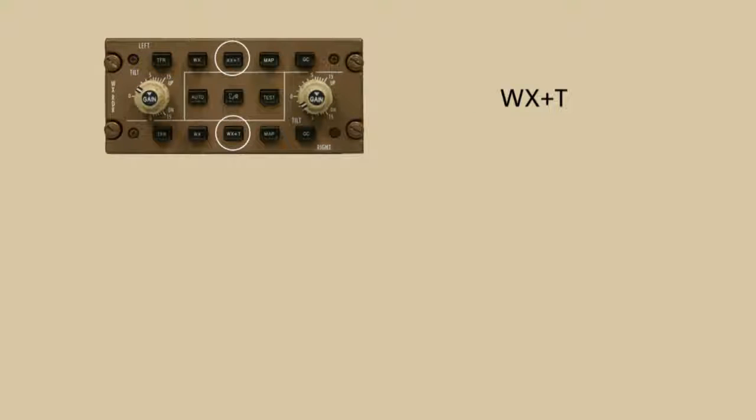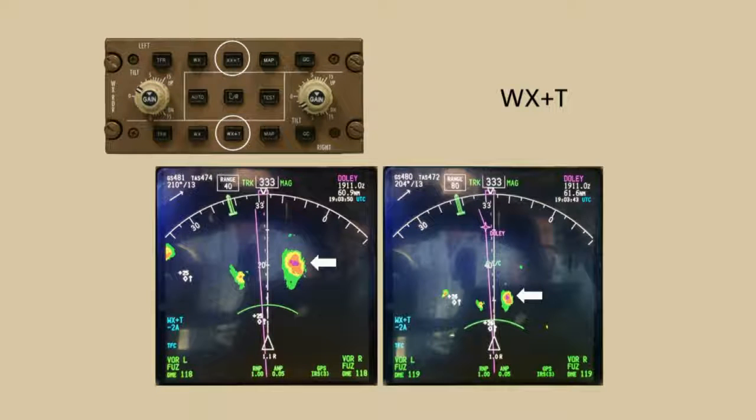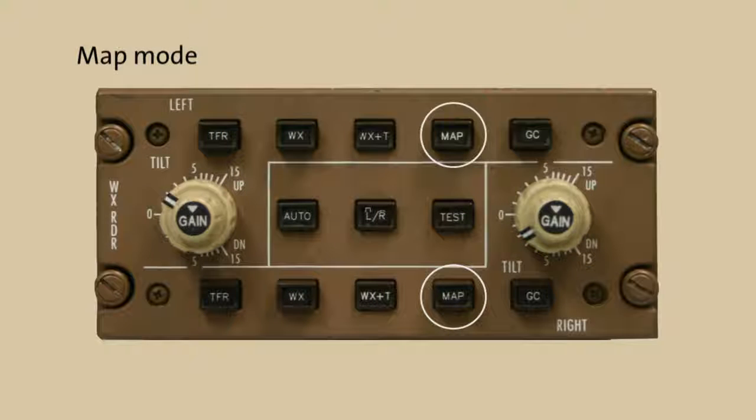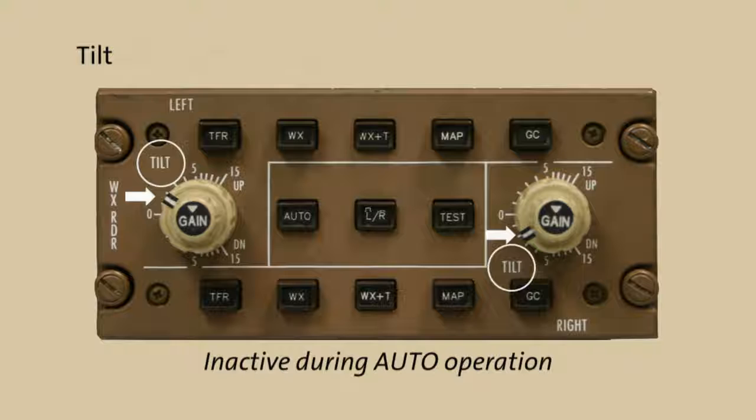WX plus T enables the essential multi-scan automatic features and Doppler turbulence detection out to 40 nautical miles on all range scales. Map mode displays all the information that the radar sees, both ground and weather returns. The ground clutter button is similar to map mode, except it is a spring-loaded momentary function. The tilt control is inactive during auto operation.